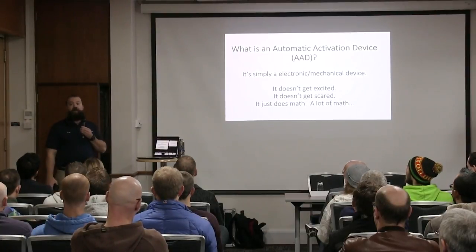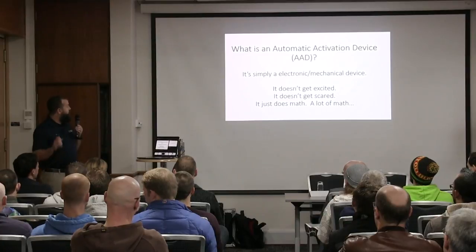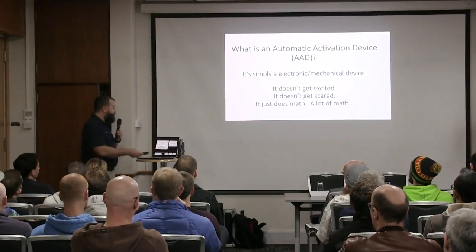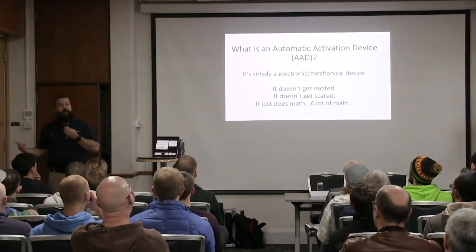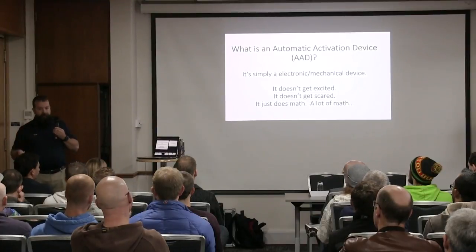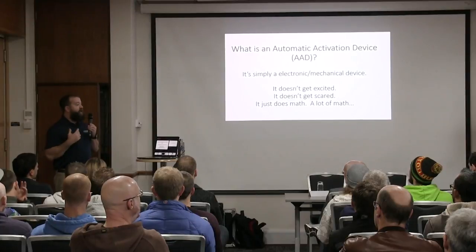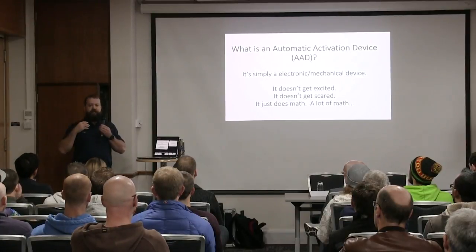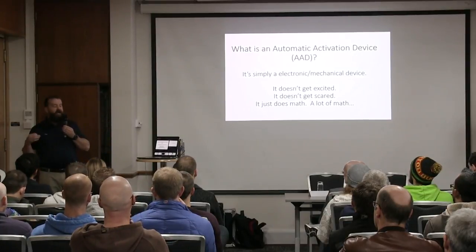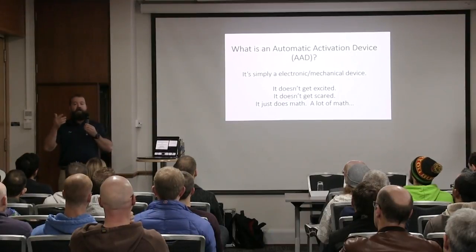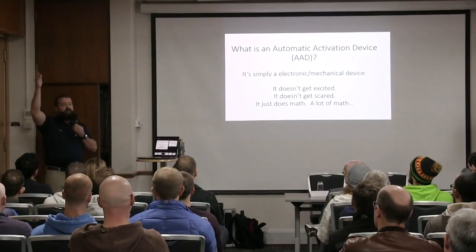The AAD doesn't get uncomfortable. It doesn't care. It's just doing a lot of math. That's all that electronical machine is designed to do. And what math is it doing? A few times a second, it's trying to analyze changes in air pressure, or air density, we'll call it air pressure. The changes are calculated into speed and altitude based on what the barometric pressure is on the ground when it's turned on, its climb to altitude, and its descent.